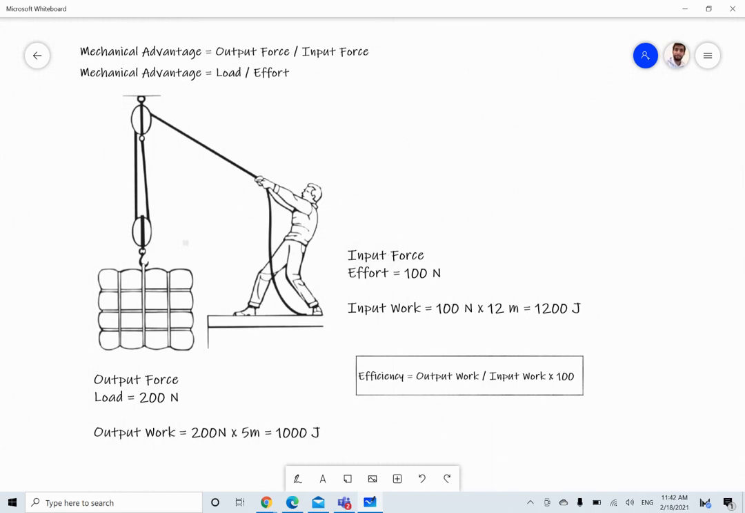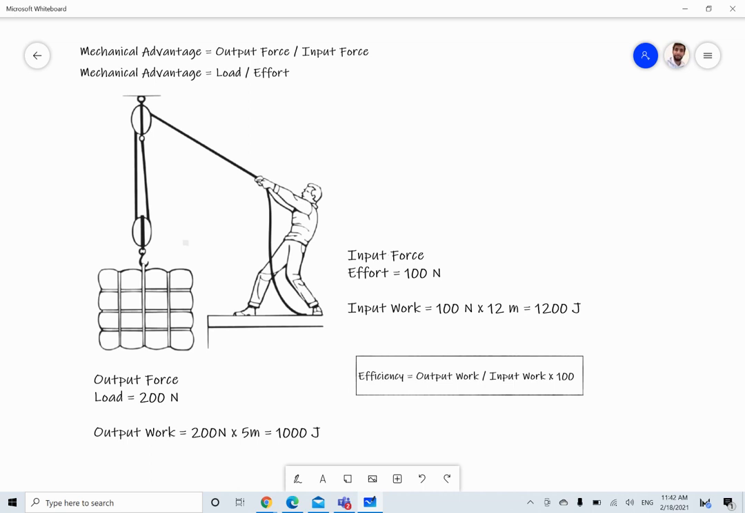So I need to know first that the output force is the force applied by the machine, which is also called the load. So the output force is the force applied by the machine. And also I can say that the output work is the work done by the machine. So be careful, there are output work and output force. Output work is the work done by the machine, and output force is the force applied by the machine.